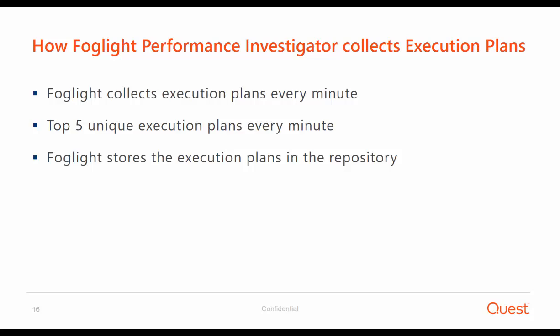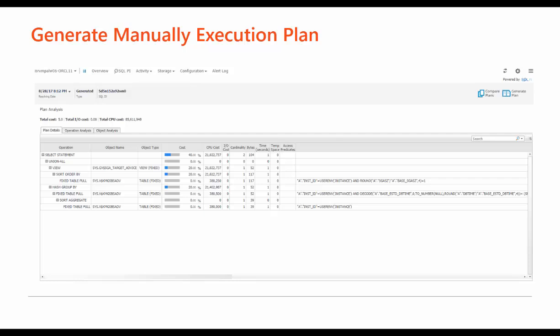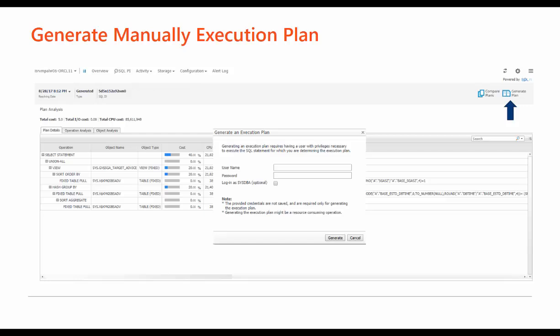If you would like to manually generate execution plans so you can later view them using Foglight, you can do that by clicking on the Generate Plan button. It will show you a pop-up which requires you to provide credentials such as username and password in order for us to generate a manual execution plan. This could be very useful in cases where you want to view an updated execution plan. Maybe you just gathered new object statistics and you would like to see if there is any change in the execution plan.